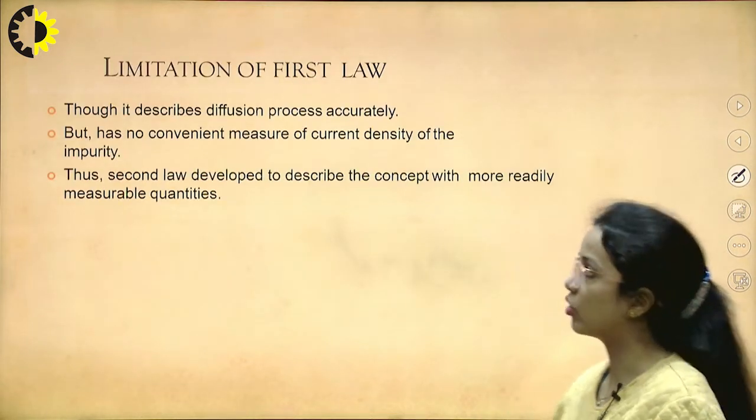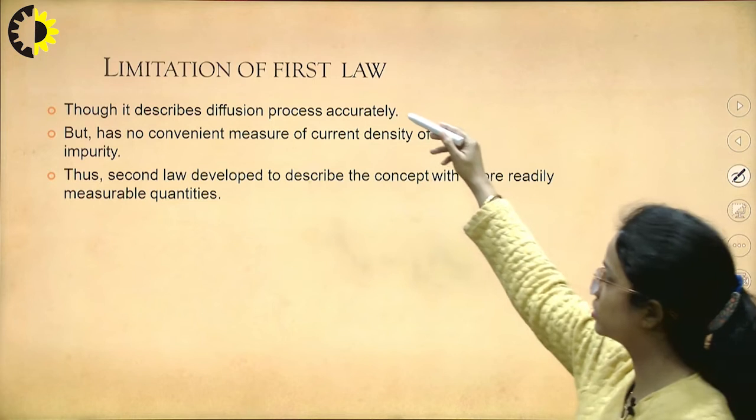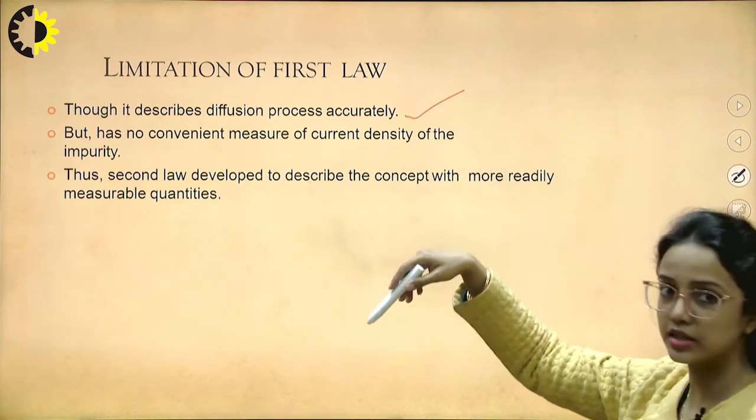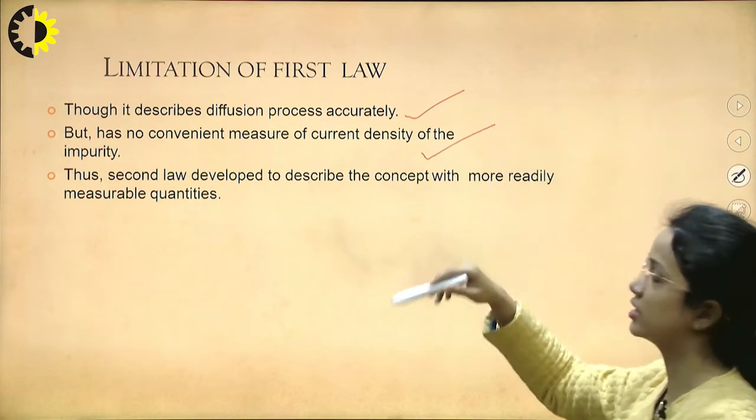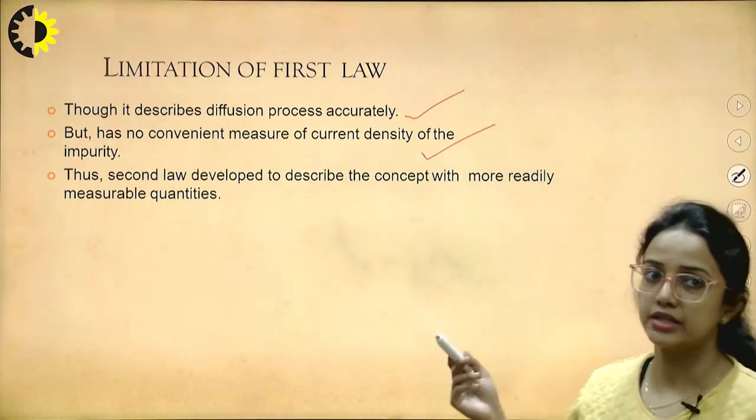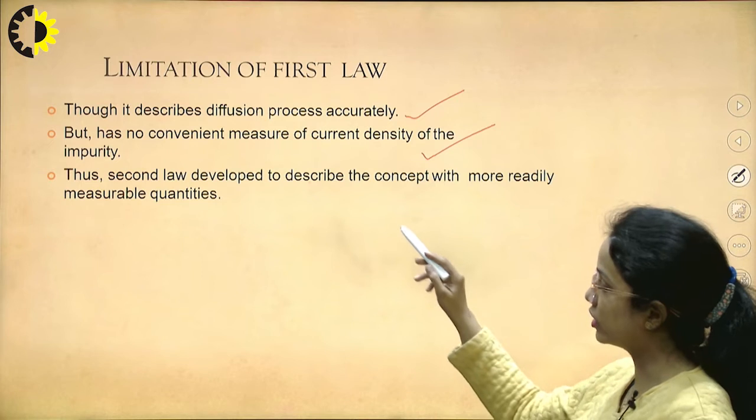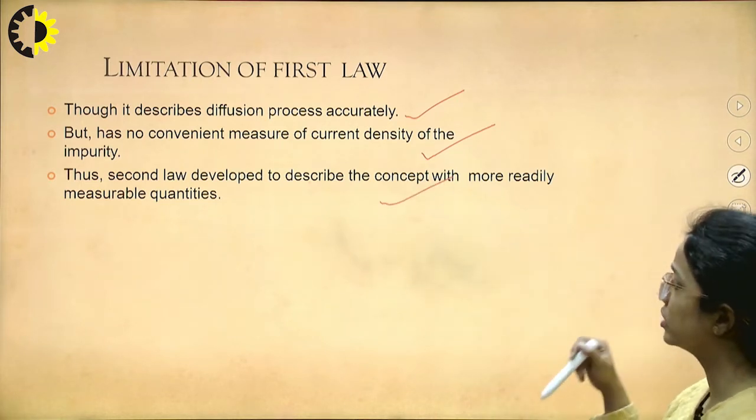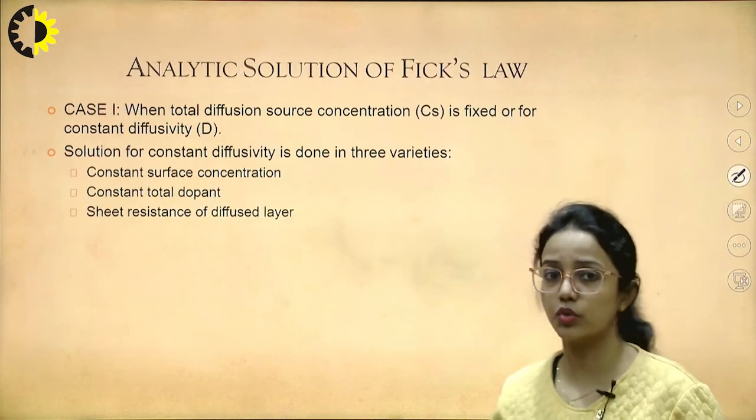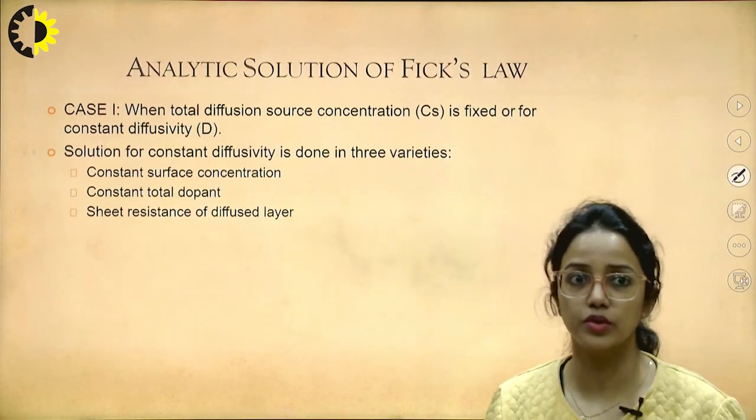Limitation of Fick's law: though it describes the diffusion process accurately, it has no convenient measure of the current density of the impurity. And what is the second? The second law was developed to describe the concept with more readily measurable quantities. Now, what is it?